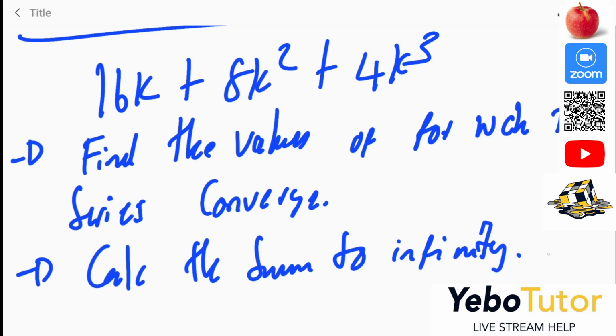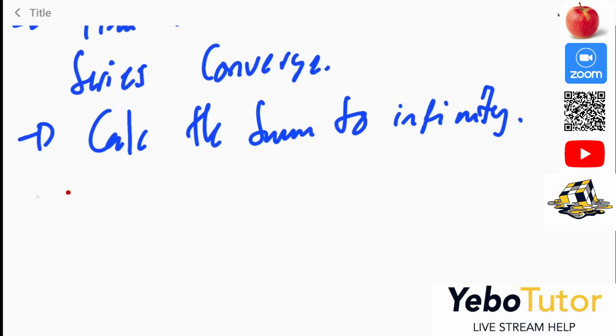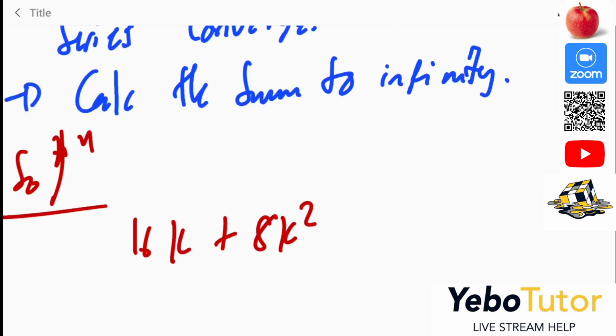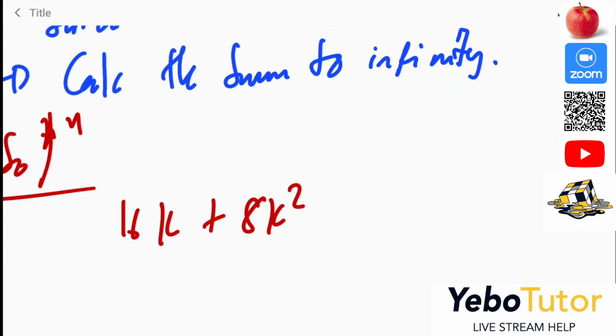Easy stuff. Now, how do we do that? How can we solve this question? Again, the same method is used. We are given 16k plus 8k squared plus 4k cubed. How can we do that?